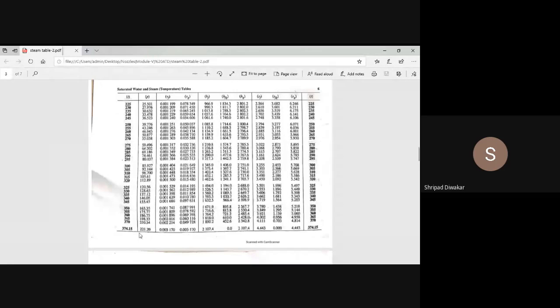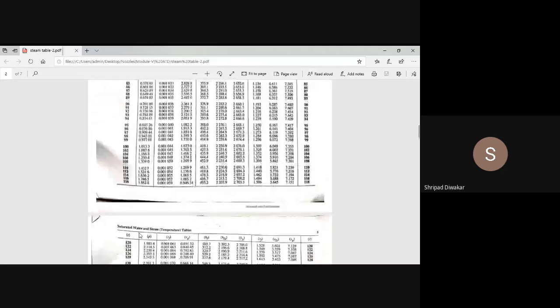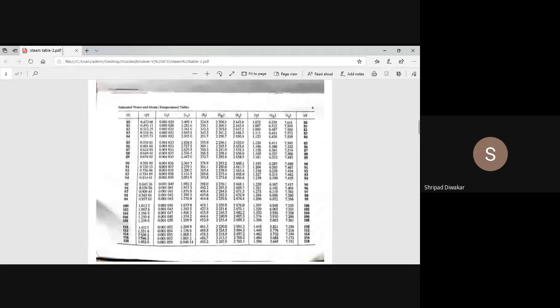The left column is your temperature. Now I'm explaining the properties at 99 degrees Celsius. Like that, you can find the properties at any temperature. hf is 414.8, hfg is 2259.6, and hg is the total enthalpy 2674. You can observe here sf is your entropy, 1.296, and sfg. These rarely come into the picture. Mainly you have to concentrate on temperature, pressure, and these three values, which are most important: hf, hfg, and hg.